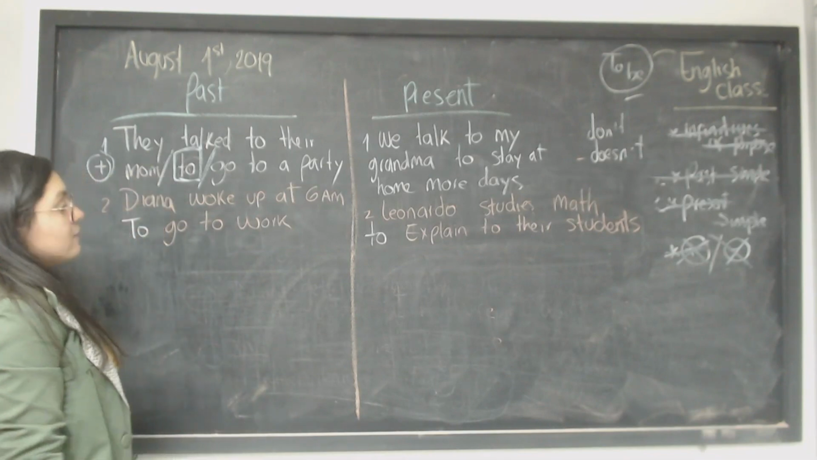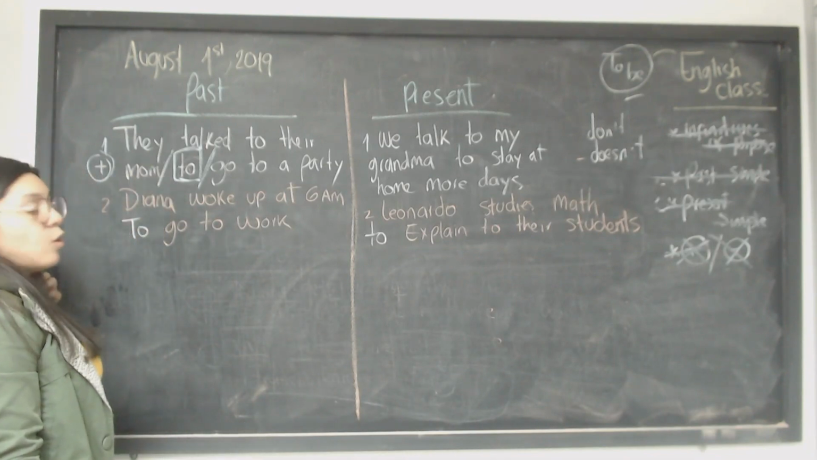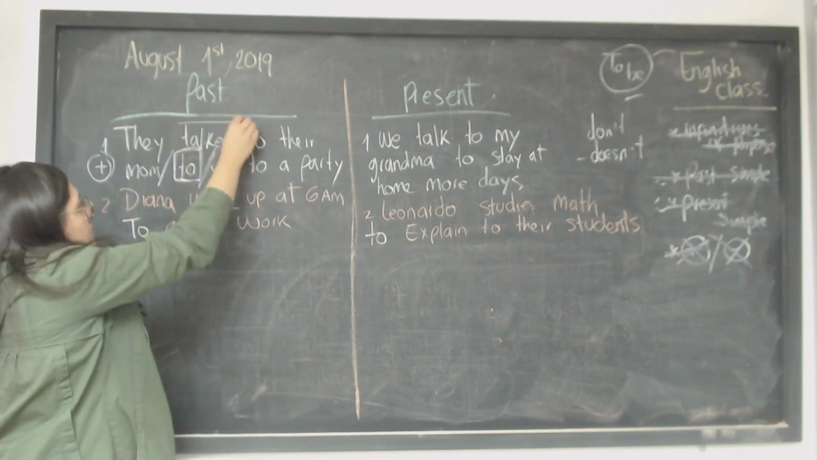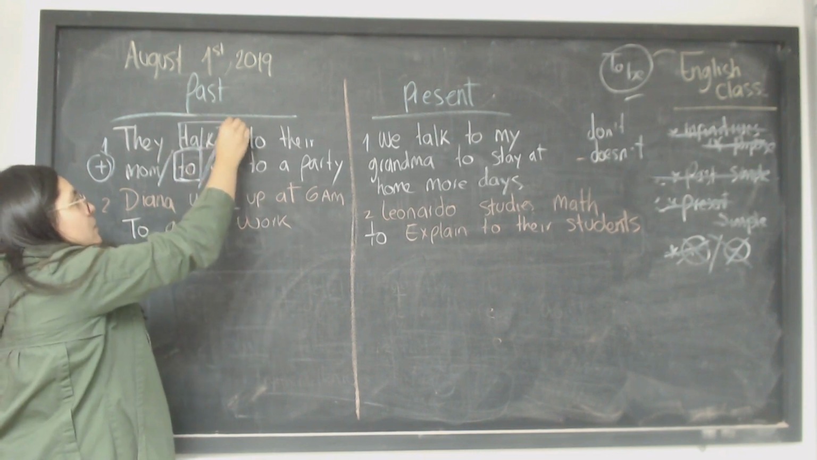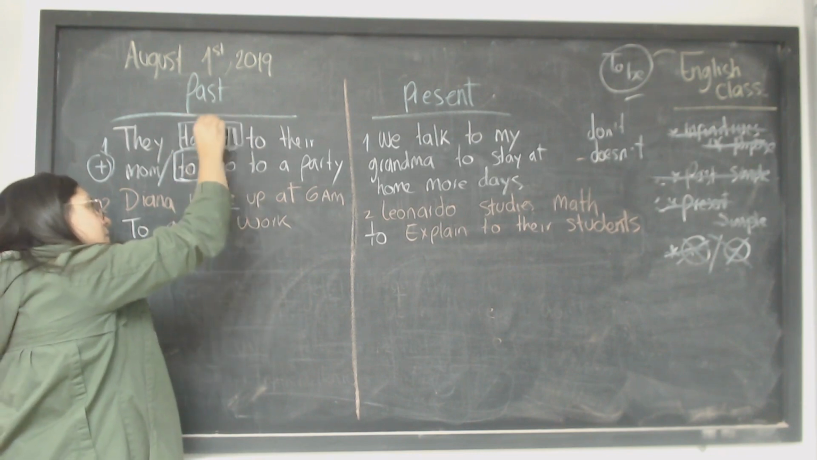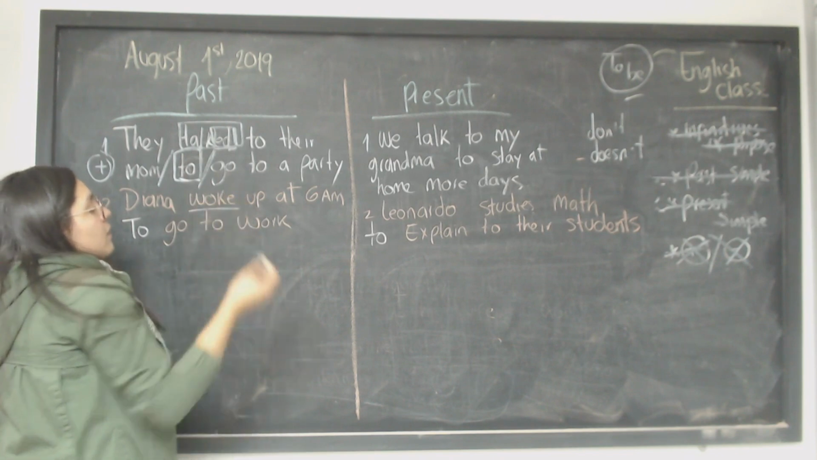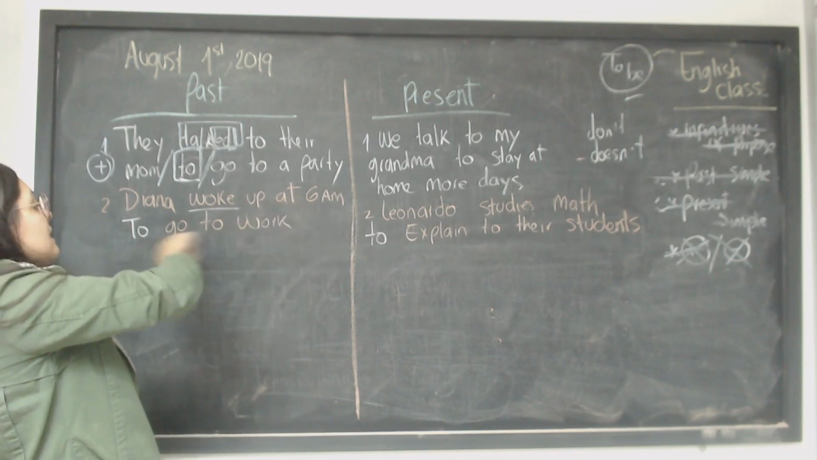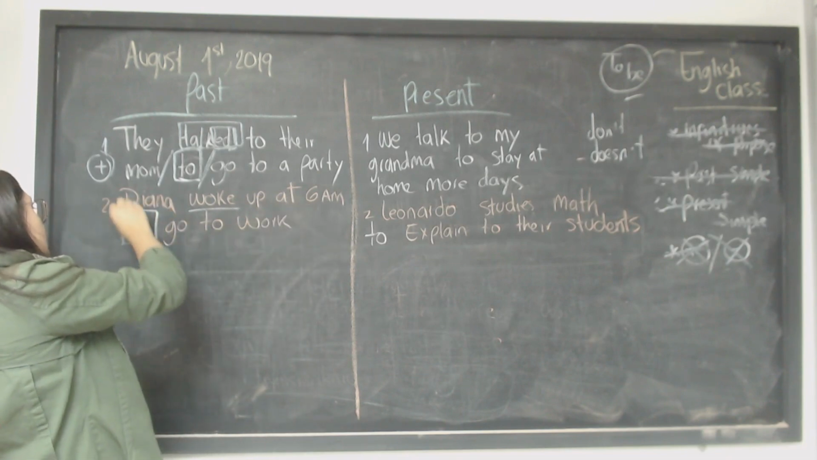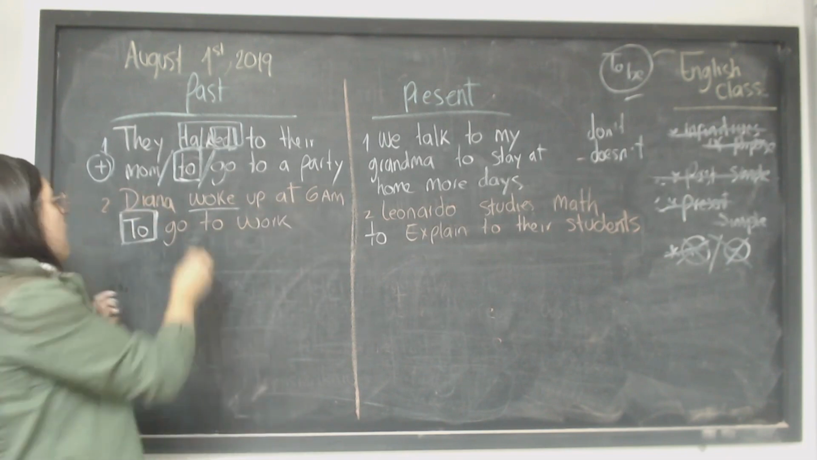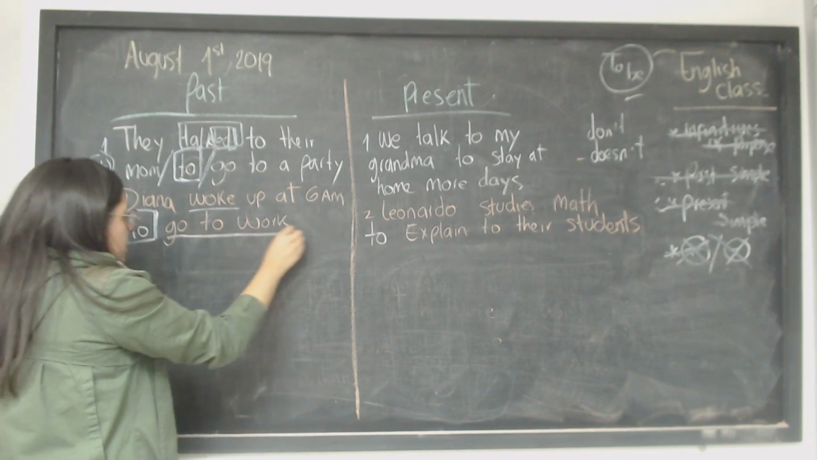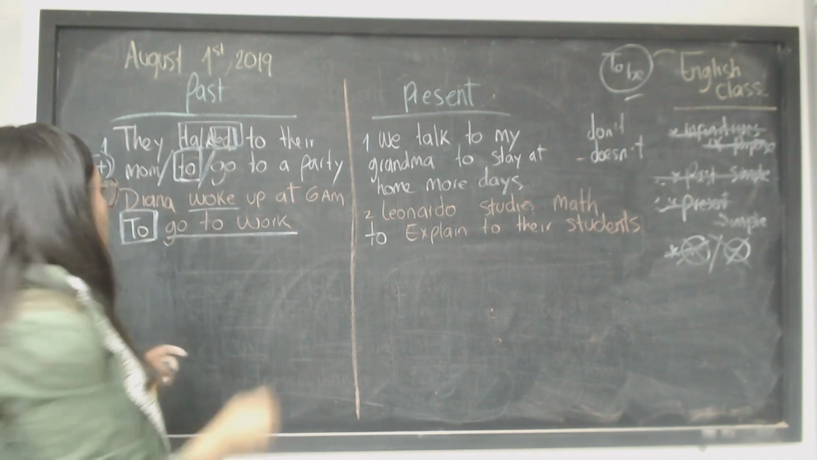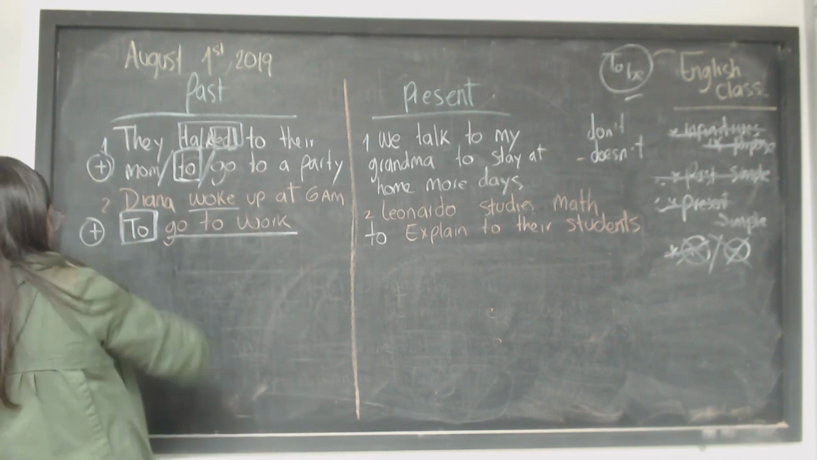Then we have Diana woke up at 6 a.m. to go to work. Diana se despertó, woke, talked. So talked, a regular verb, verbo regular, termina en ed, mírenla acá. And woke, verbo irregular, because it changed a lot, okay? Se despertó a las 6 a.m. porque, o para, ir a trabajar. O sea, the connection is between go to work, Diana tenía que ir al trabajo, por eso se levantó a las 6 a.m. Okay? Also, it is a positive one, también es positiva.